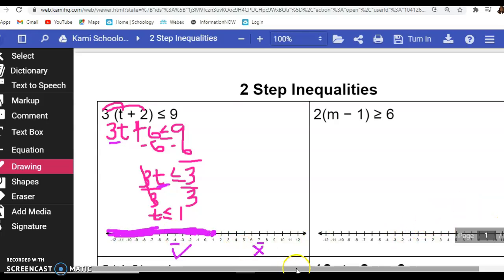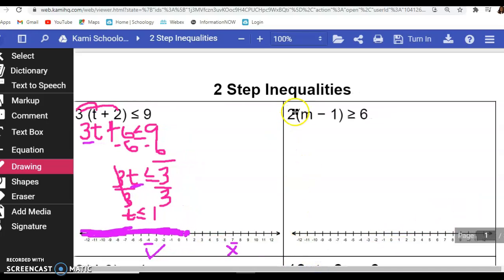Okay, so let's look at number 2. I didn't work this one. So like I said, we distributed first. So we always draw lines, and we have 2m because 2 times m is 2m, minus 2 because 2 times -1 is -2. All right, and then we're going to bring down what we have left.